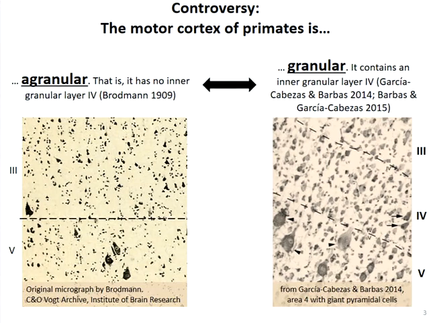Whereas recently, Barbas and Garcia-Cabezas have described the existence of a well-definable inner granular layer in the brains of macaque monkeys, as shown here on the right side of the image in a cresyl violet stain section.